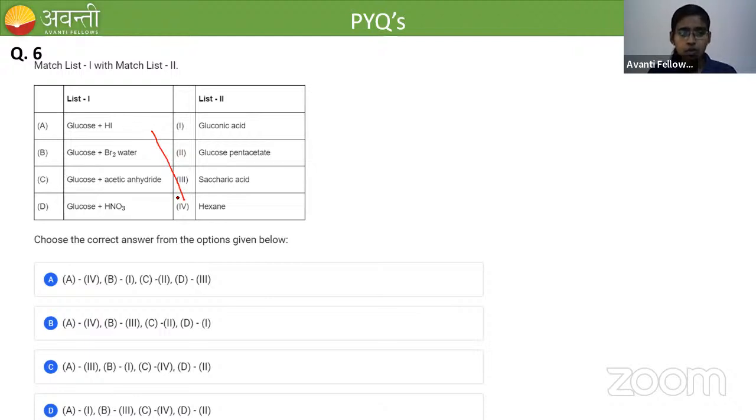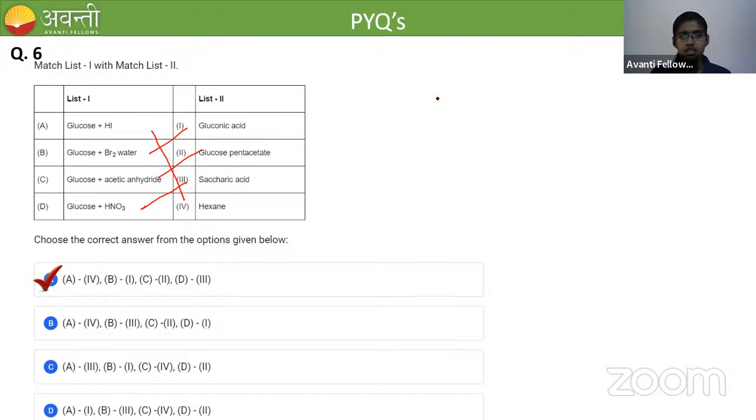And when it reacts with bromine water, which is an oxidizing agent, the system gets oxidized to gluconic acid. And when it reacts with acetic anhydride, it forms glucose pentaacetate. And when it reacts with a strong oxidizing agent like HNO3, it forms saccharic acid, and D goes to 3. So what is the correct answer for this question? A4, B1, C2, and D3. Option A is the correct answer.